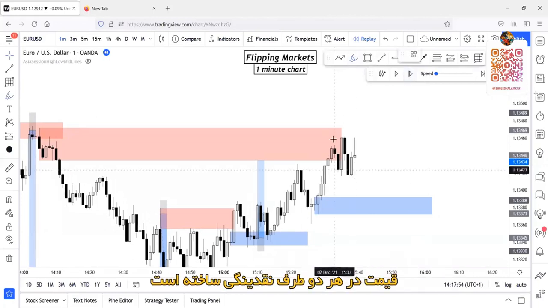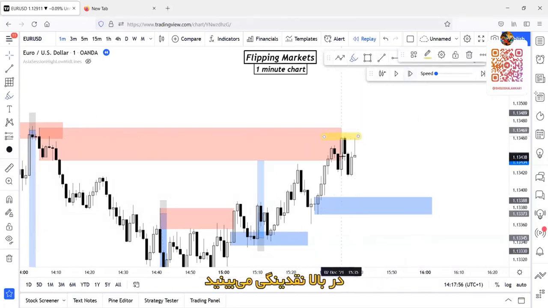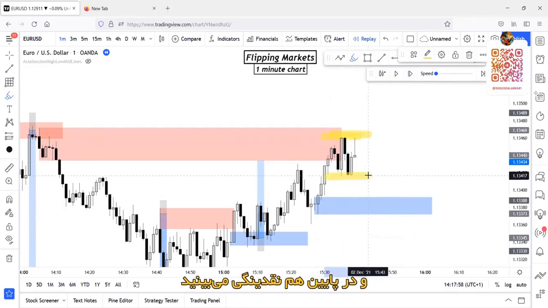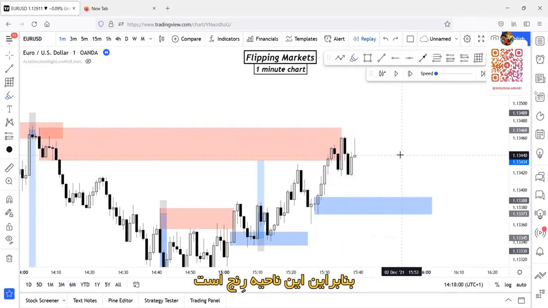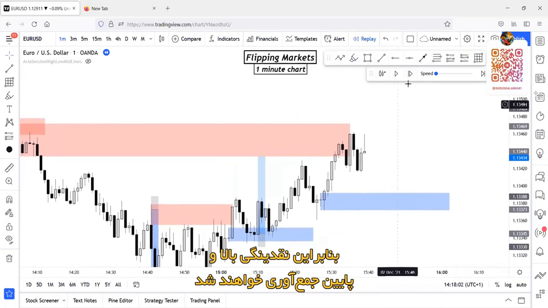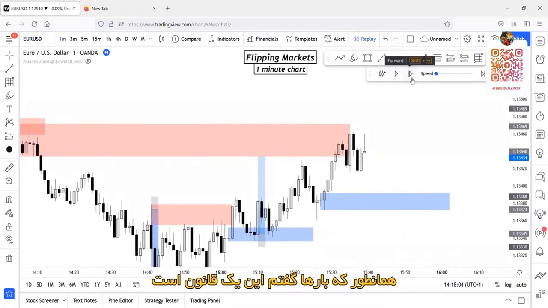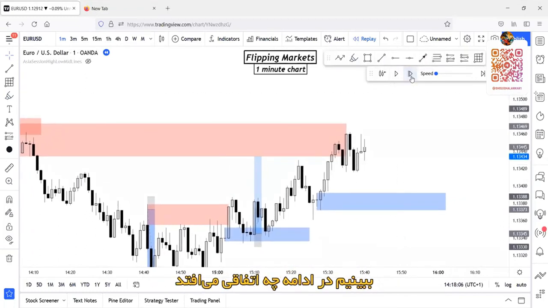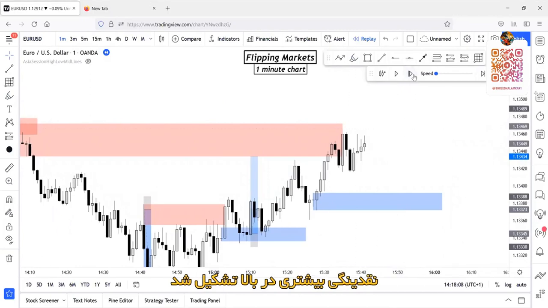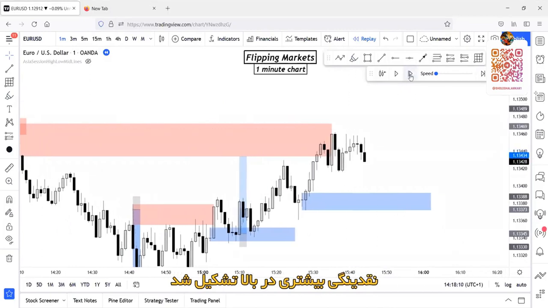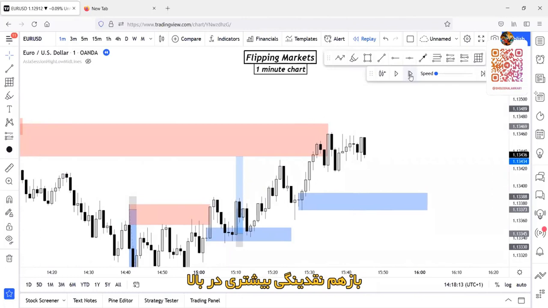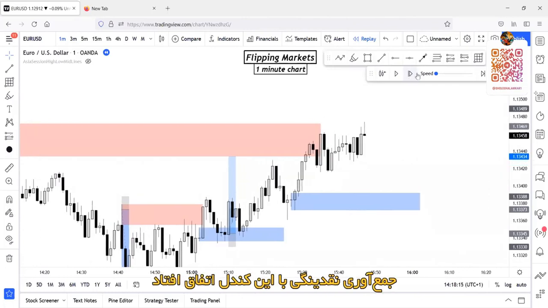So price is actually building up liquidity on both sides. As you can see, here's liquidity on the upside and here's liquidity on the downside. So it's a range. So all of the highs and lows will be swept. And as I said many times, it's basically a rule, but let's see what happens. Okay, more liquidity on the upside, more liquidity on the upside, more liquidity. And the sweep of that liquidity happened with this candle.